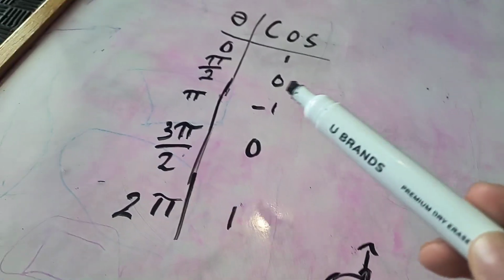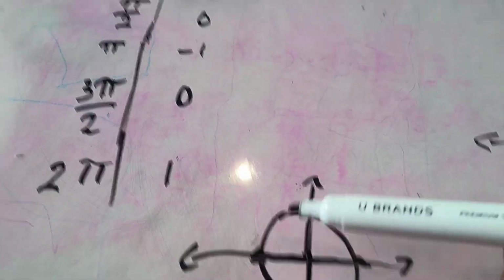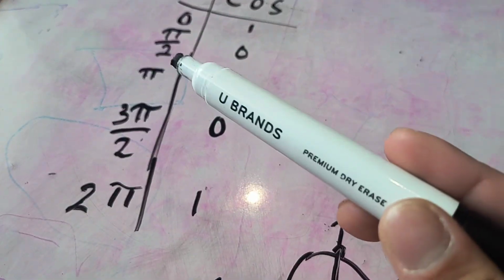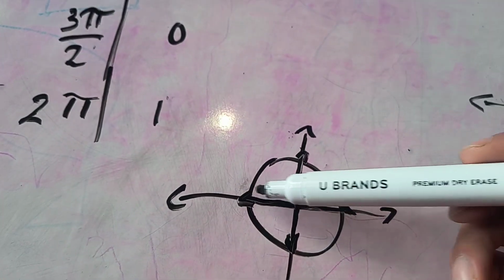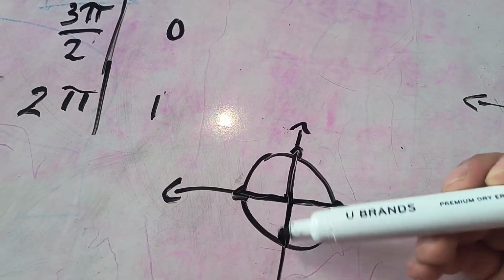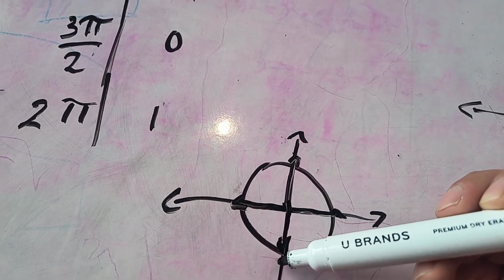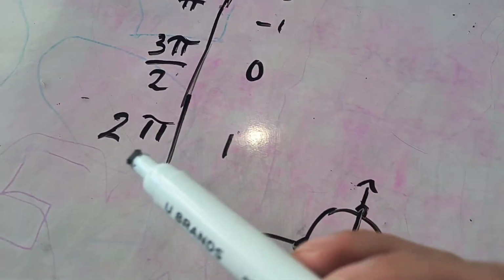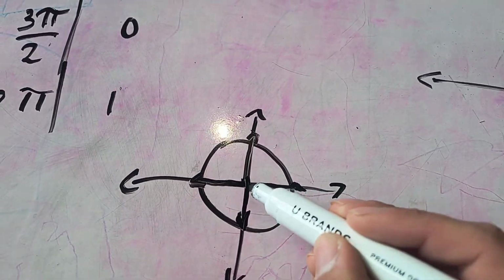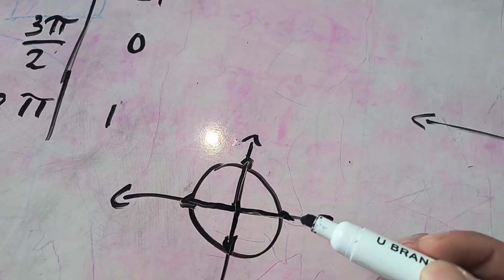No, sorry. This is 0. Pi over 2 is this one. Pi is this one, and 3 pi over 2 is this one, this angle, which is 0 right here. And then at 2 pi, that's 360 degrees, so we'd be right back where we were at 1.